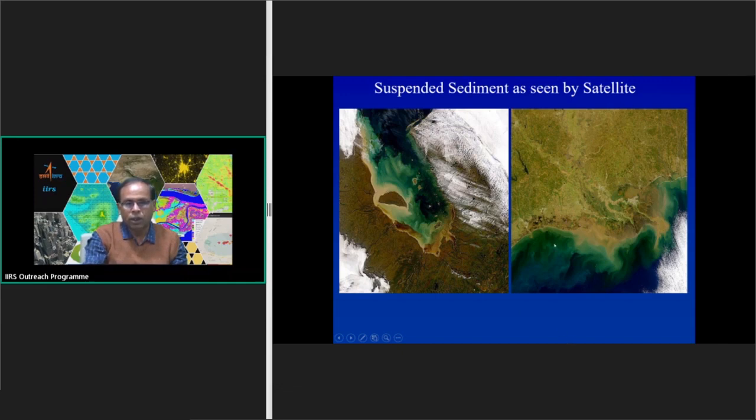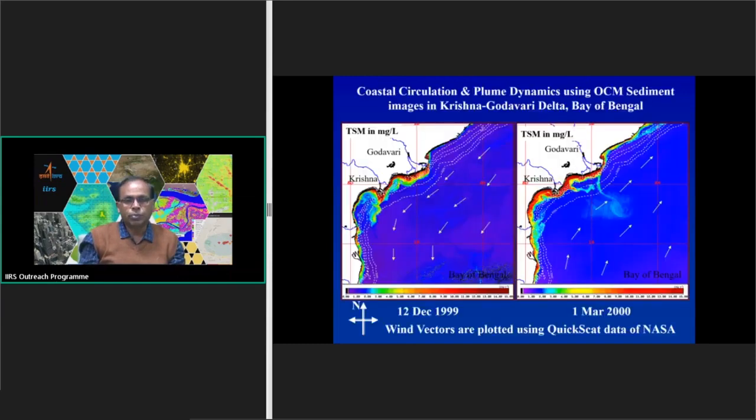So in the coastal waters, the presence of suspended sediment induces a strong backscattering. So the satellite image receives the backscattering radiance, and the plume, etc., can be easily identified. This also tells you about the coastal circulation, their movement and the sediment plume. These can be identified from the satellite image.